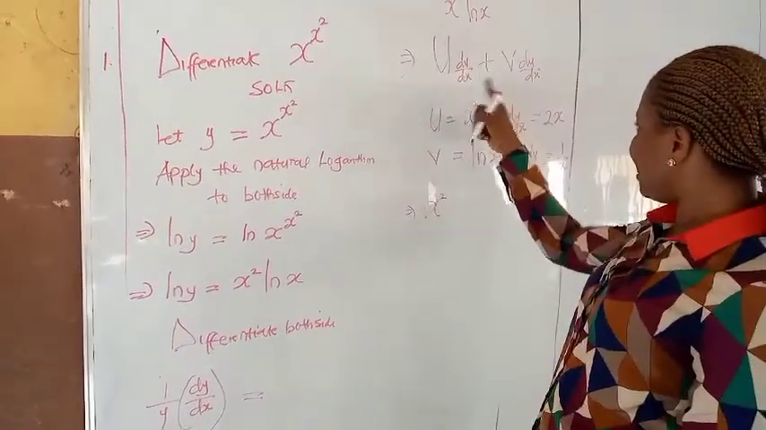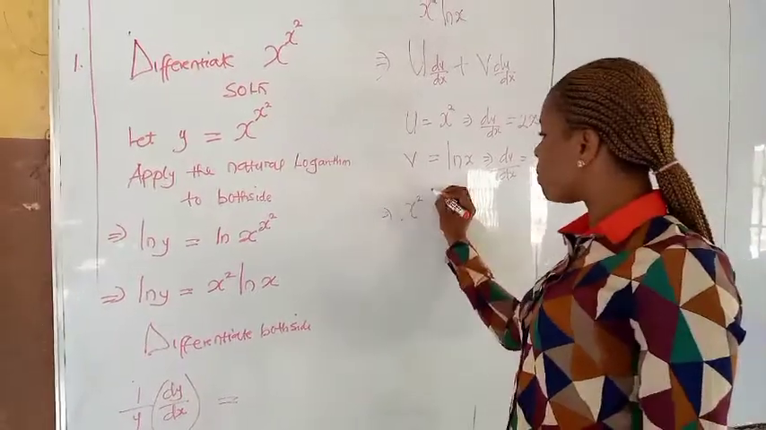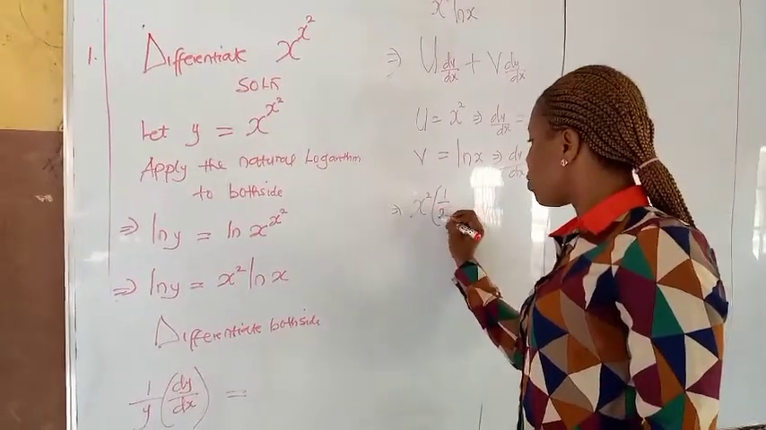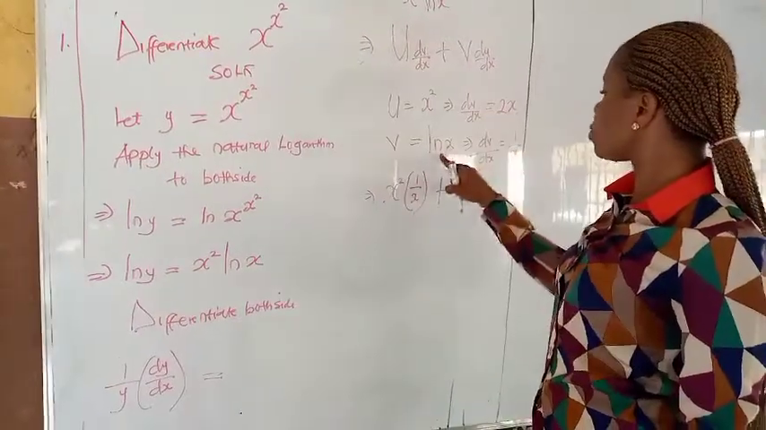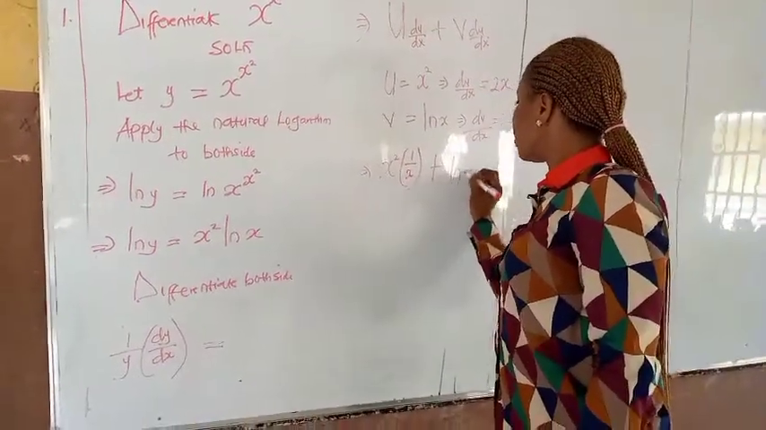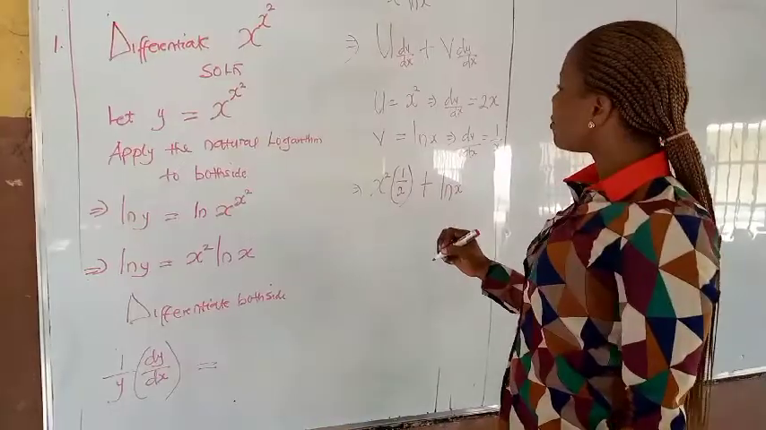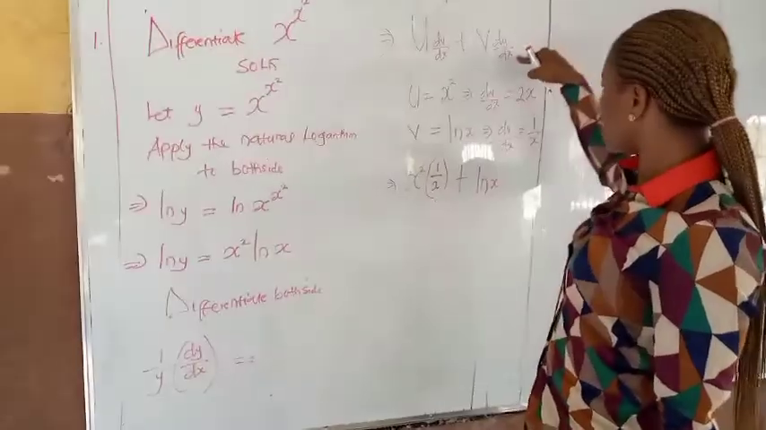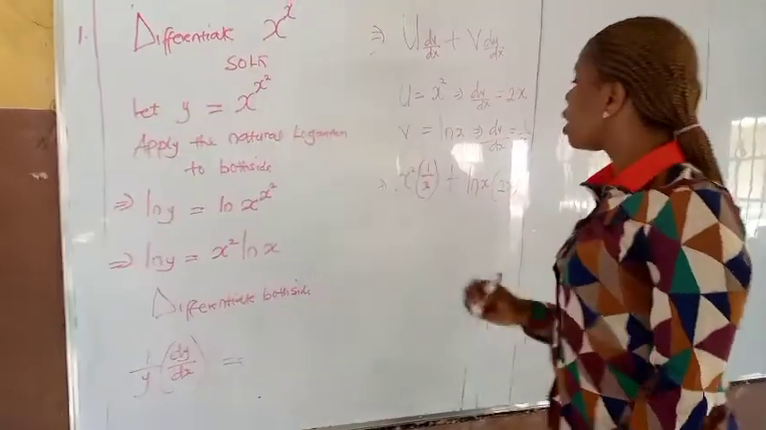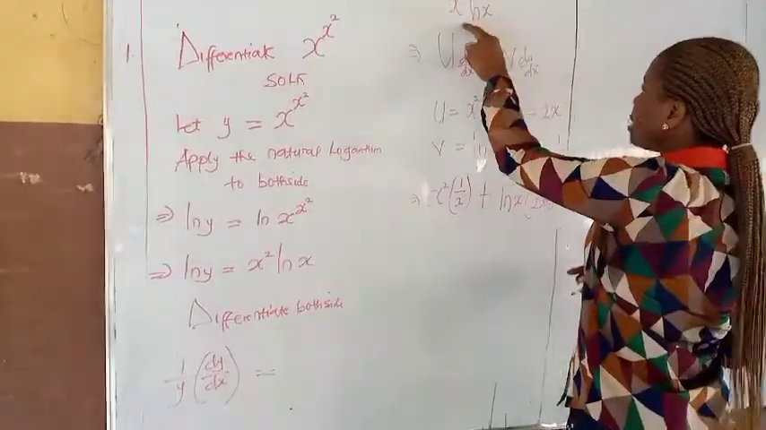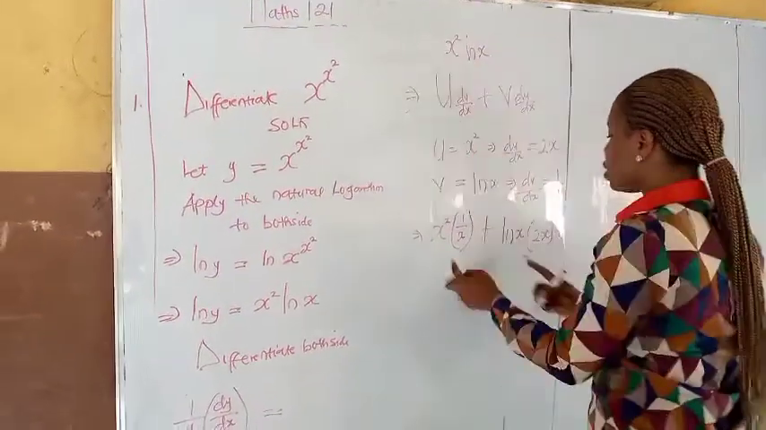And what is my dv? My dv is 1 over x. So I open a bracket to write my 1 over x plus, what is my v? My v is what? ln x. Please follow this very well. And what is my du dx? My du dx is what? 2x. So I open a bracket and write my 2x. So implying that the differential coefficient of this product rule is going to give me this.